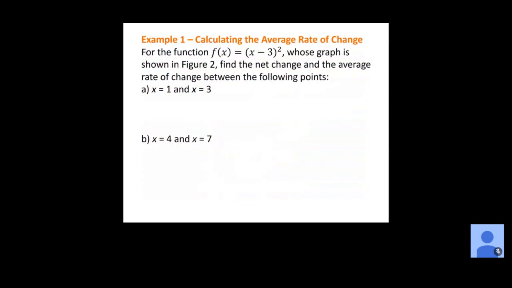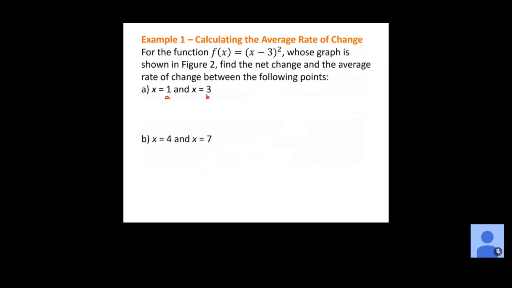All right, so now we have a function here, x minus 3 squared, whose graph is shown in the figure in the book. Okay, so if you want to take a look. But in this case, we're just trying to find the net change and the average rate of change between the points that are given. Okay, so the first 2 points here are x equals 1 and x equals 3. So the first thing we need to do is identify what's our a and what's our b. So the 1 is going to be the a value, and 3 is going to be the b value.